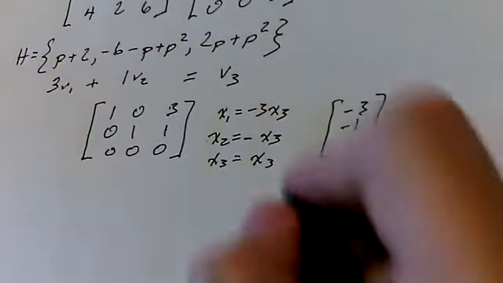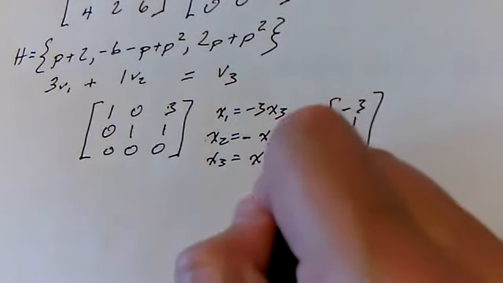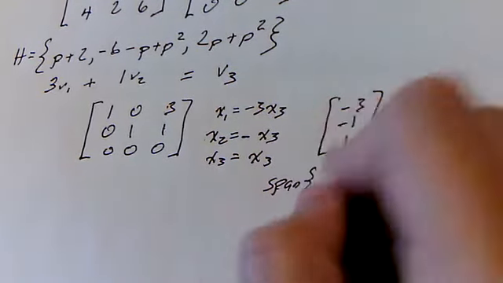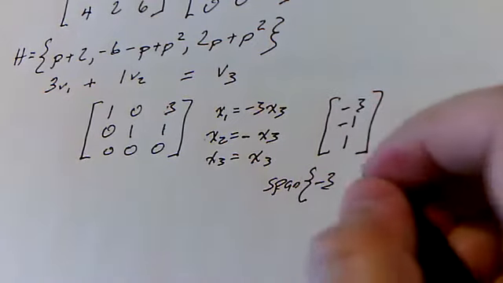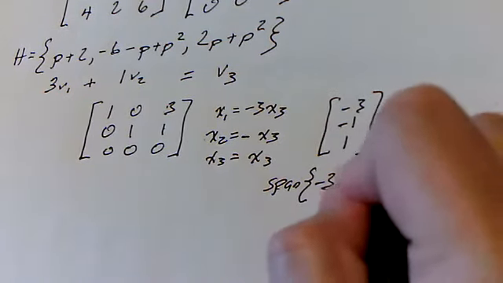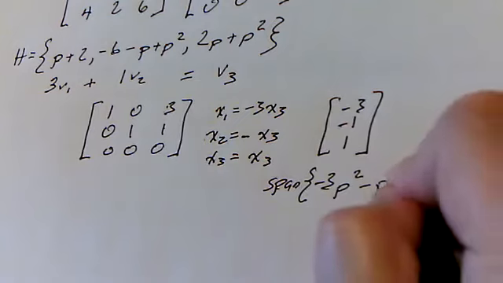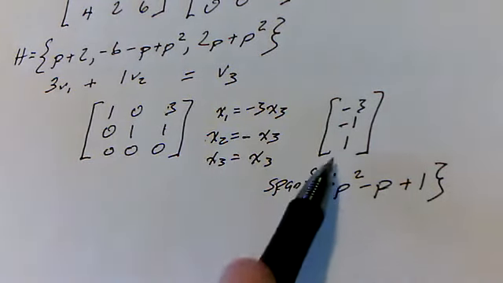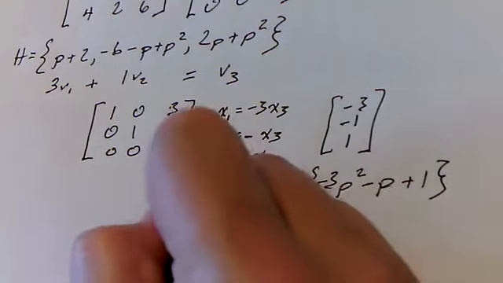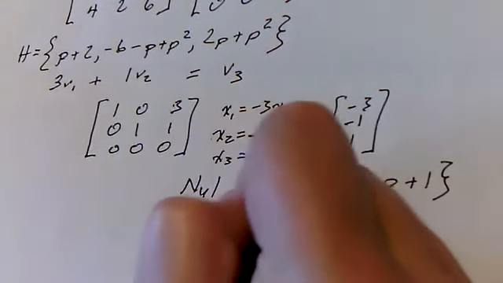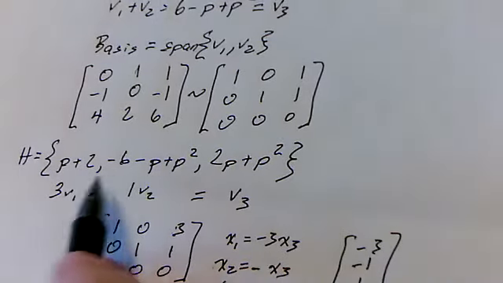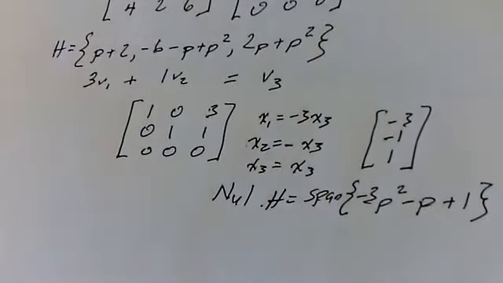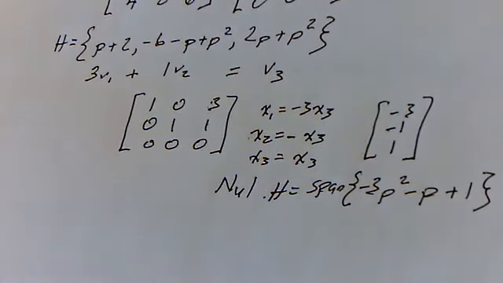Okay, so my basis for the null space then is the vector, which looks like a polynomial here, -3p squared minus p plus 1. It's any multiple of that vector. So you see where I got those coefficients? That's going to give me the null space here of H, right? My column space I can do by identifying what the basis vectors are. Okay, and that gives me that.